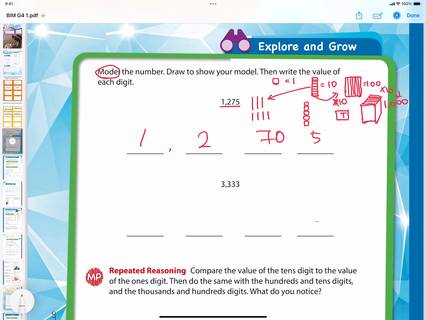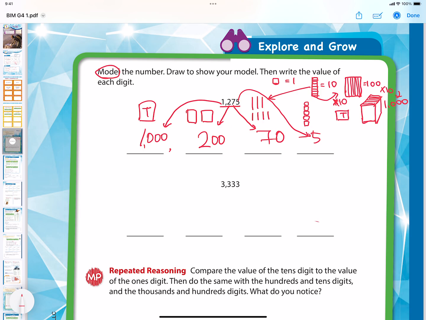All right, and I need these two squares, which is 200, and 1000. Make sense? And this one represents 1000. That's the value of each digit. In 1275, the value of 1 is 1000. The value of 2 in this number is 200. The value of 7 in this number is 70. The value of 5 in this number is 5. Make sense? You got it?